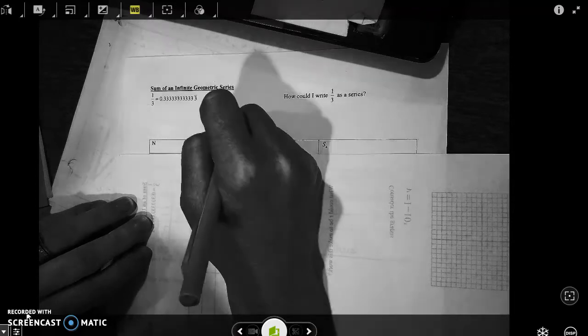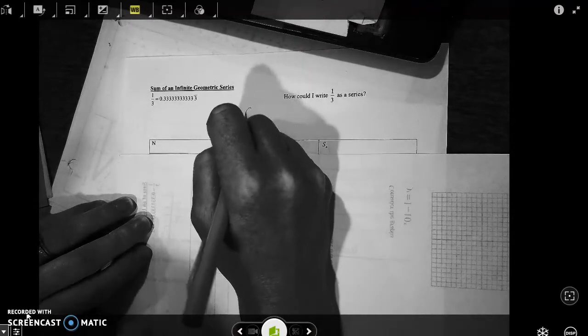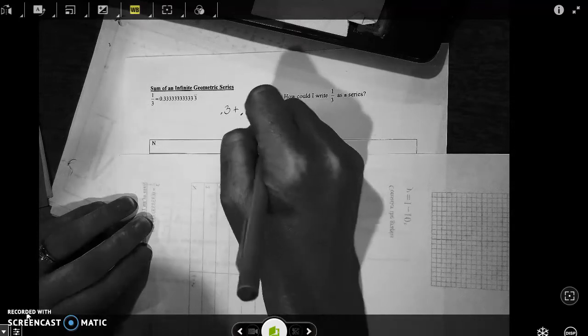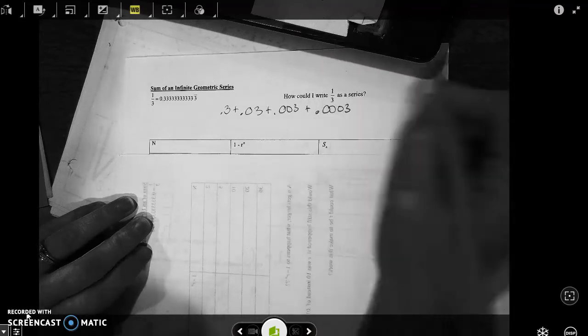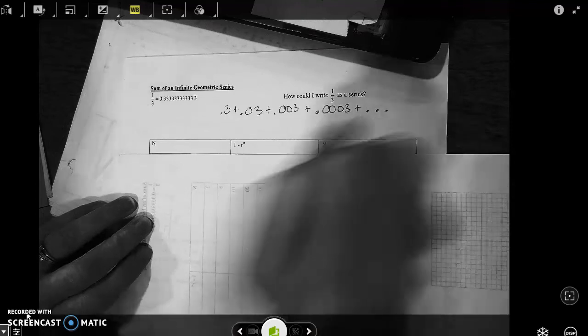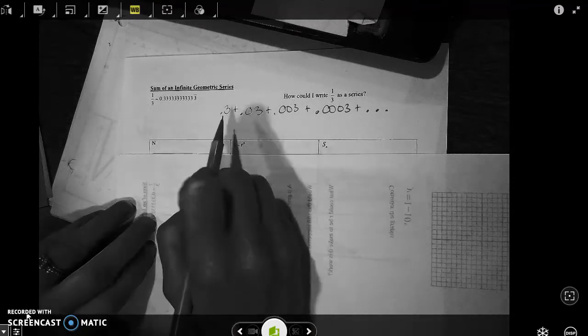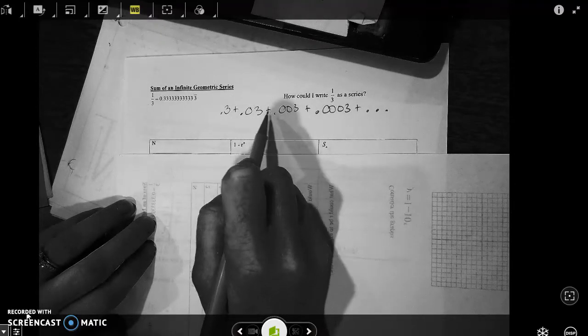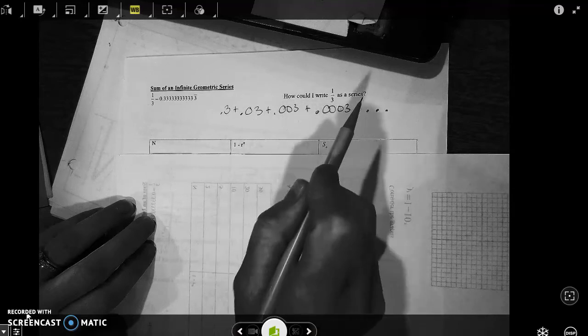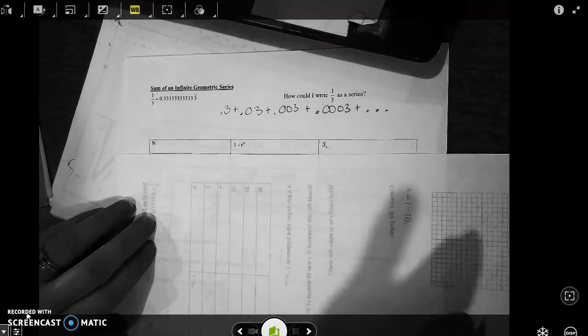And what you should come up with is that you're going to add 0.3 plus 0.03 plus 0.003 plus 0.0003 plus so on and so on and so on, which would eventually, after you add all of those up, find that to be 1/3. So we can see that this series does have a sum. Its sum is 1/3.